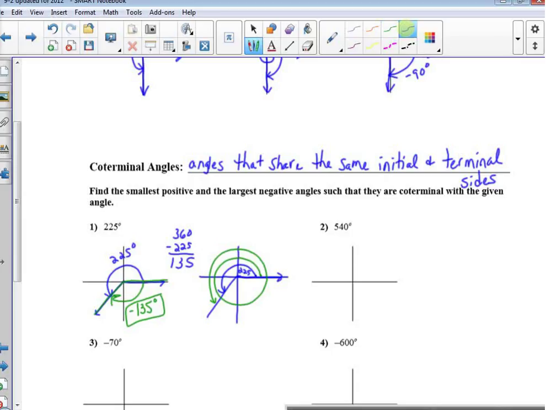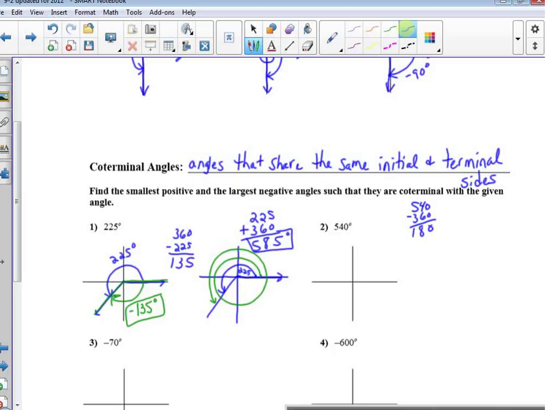To find out what it is, I take 225 plus 360. I believe there might be a formula in your textbook. I just draw them. I am a visual person, so I like to draw them. And then it does have the same initial and terminal side. Now for 540, to draw that, I take 540 and I subtract 360.